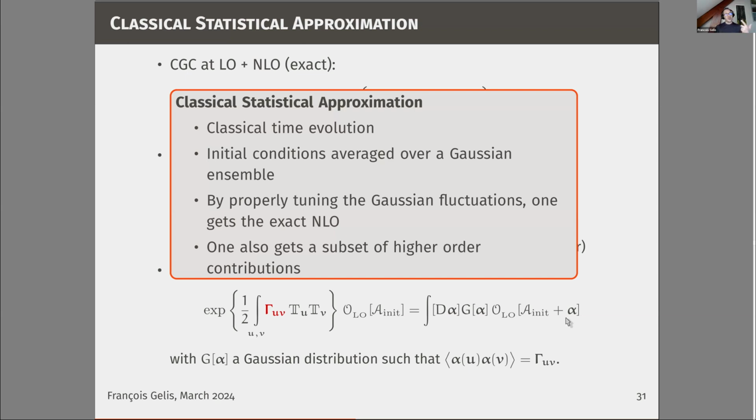But of course, you don't get the full all orders result. You get only a subset from the two loop result, a subset from the three loop results, and so on.